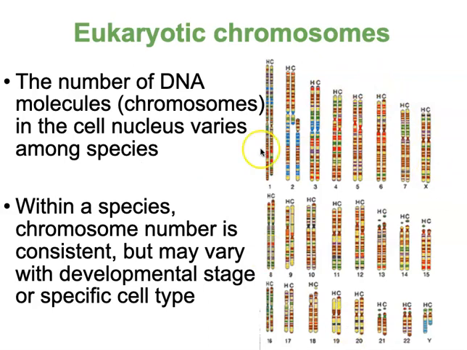So humans have 23 pair. It's 22 somatic and 1 pair of sex chromosomes. Now, what you actually say is X and Y here, so they separated 1 through 7, 8 through 15, 16 through 22, and here is the X and the Y chromosome. And what happens, of course, is the chromosome number is consistent, but they may vary depending upon the developmental stage or a specific cell type.